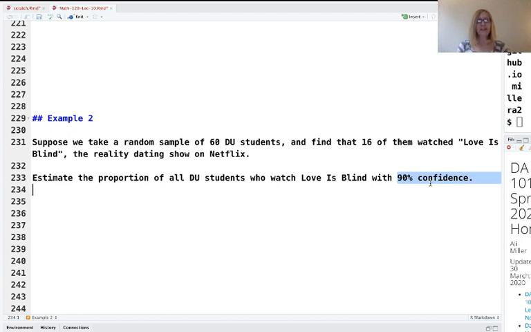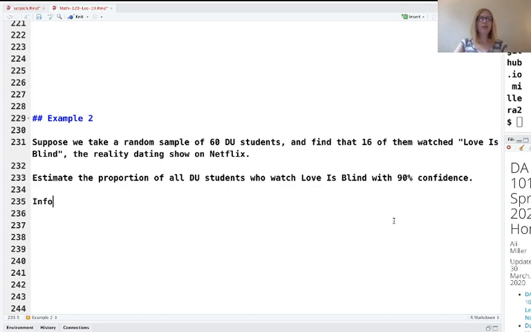Before we get busy with the math, I just want to point out, think about what we're doing here. We've got information about a sample, and we're trying to say something smart about the population. That's statistical inference. We're making conclusions about the population here. Specifically, we're making an estimate, and that's what confidence intervals are all about.